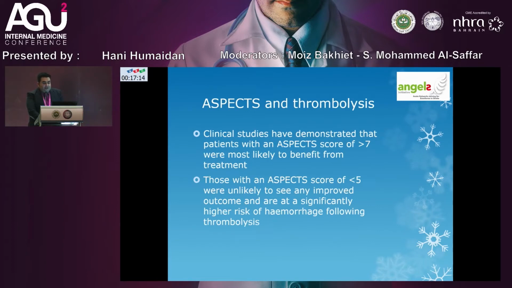The ASPECT score is demonstrated in patients of more than 7, they're usually more likely to benefit from therapies, whereas those less than 5 have severe stroke, are less likely to benefit from treatments, and more likely to have complications like bleeding.